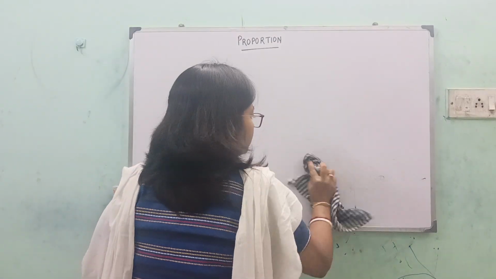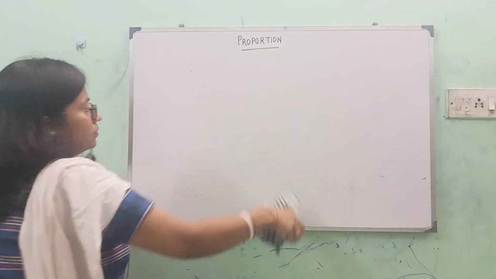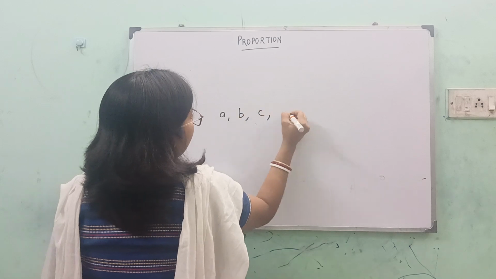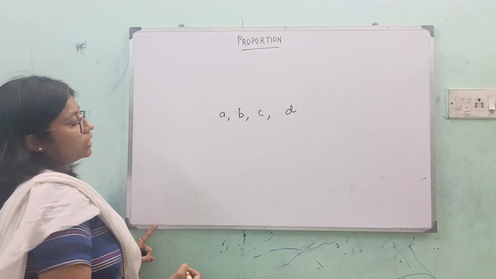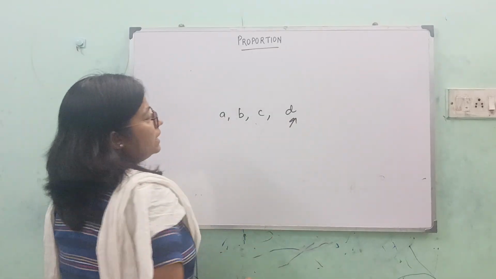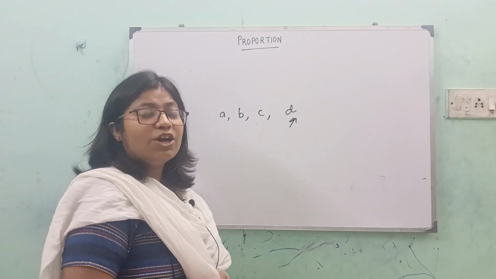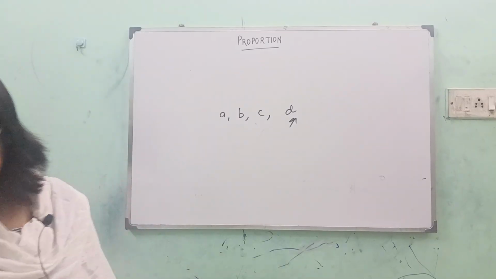Also remember, if the four quantities A, B, C and D are in proportion, then this term D, the last term, is called the fourth proportional.